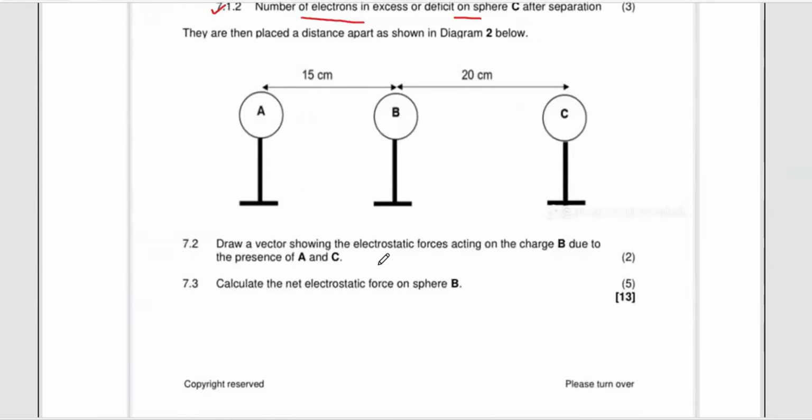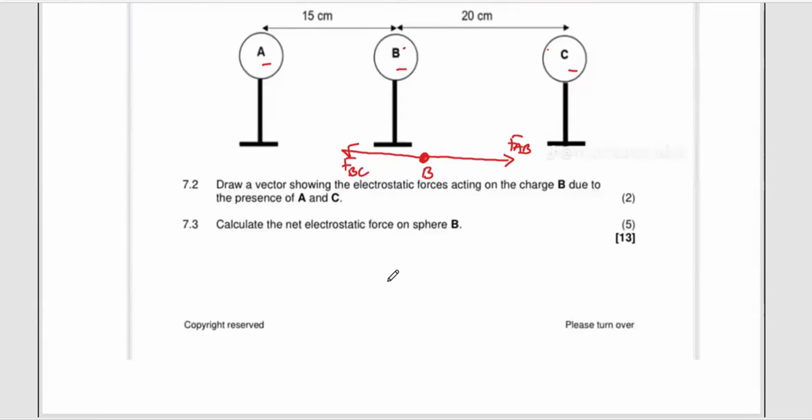Then they're telling us that the 3 are put apart as seen. We need to draw a vector diagram showing the electrostatic forces. Now, since all of them have the same charges, there's going to be repulsion. So from B to C, it's going to be repulsion, and from A to B, it's also going to be repulsion. So my vector force is going to be: I'll have this as my force of A on B being repelled, and this being the force of B on C, which is also a repulsion.